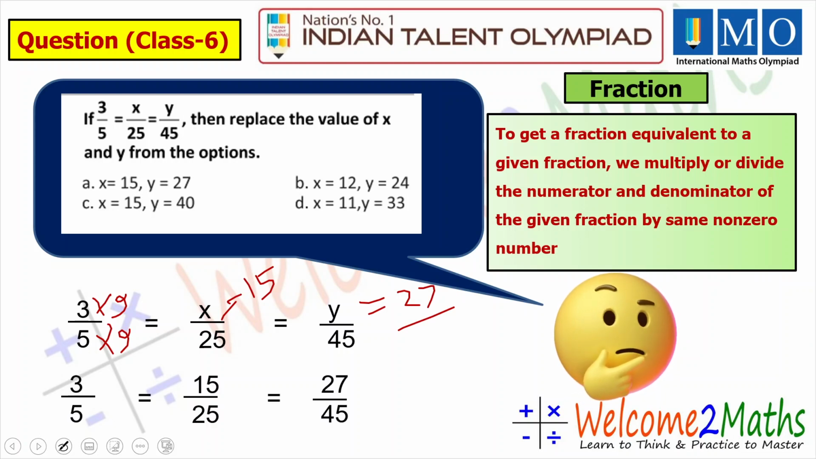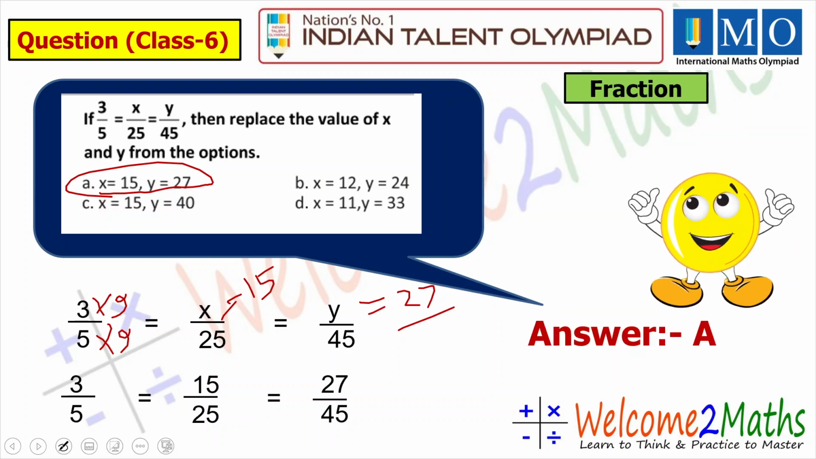Okay. So now we have 4 options. Which one is the correct one? That we have to find out. You see, in option A, we have x is equal to 15 and y is equal to 27. So we got our answer. The right answer is option A.